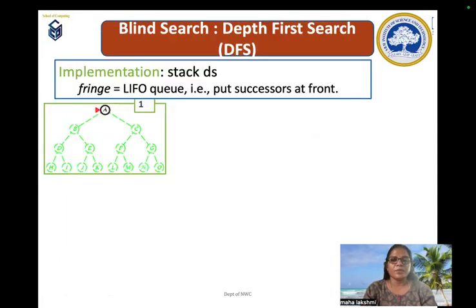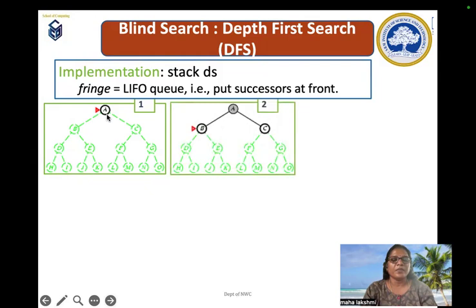Now we'll discuss depth first search, DFS, in detail. Depth first search is based on the stack data structure and it follows the fringe of a last in first out queue, that is, put successors at the front. If you take this example, this is a tree, and the initial node will be A. After the initial node, it will traverse the next branch.